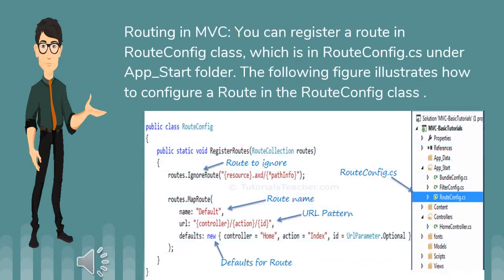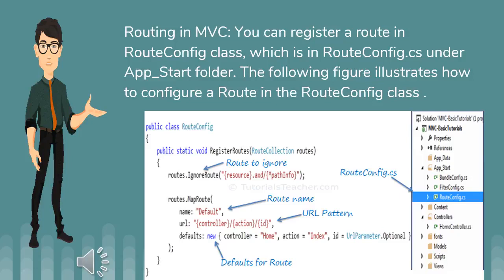Routing in MVC. A route defines the URL pattern and handler information. All the configured routes of an application are stored in the route table and will be used by the routing engine to determine the appropriate handler class or file for an incoming request. Every MVC application must configure, register, at least one route, which is configured by the MVC framework by default. You can register a route in the RouteConfig class, which is in RouteConfig.cs under the App_Start folder.